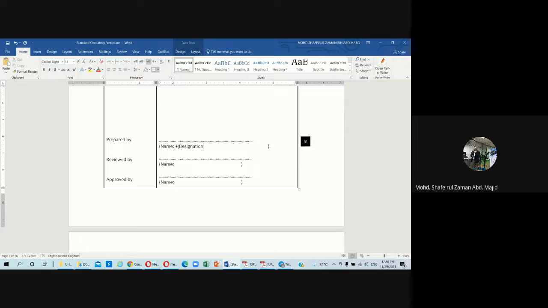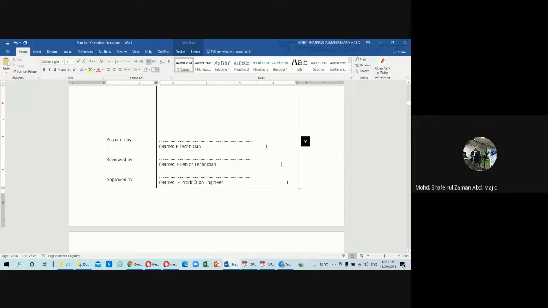Okay, your role in the company. For example, you are the technician. So you need to include your name plus your designation. You are the technician there. Okay, reviewed by, over here, who will be your reviewer for the SOP? So maybe your senior technician. Okay, and approved by, maybe it is the production engineer.